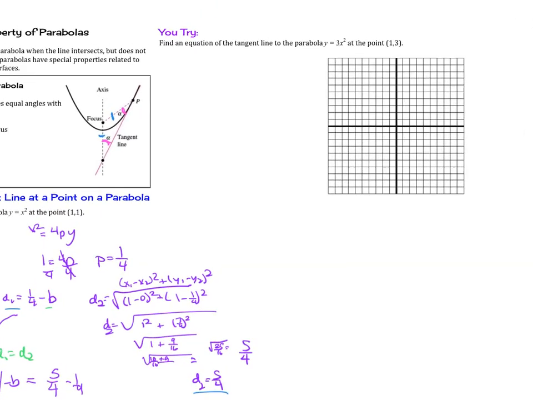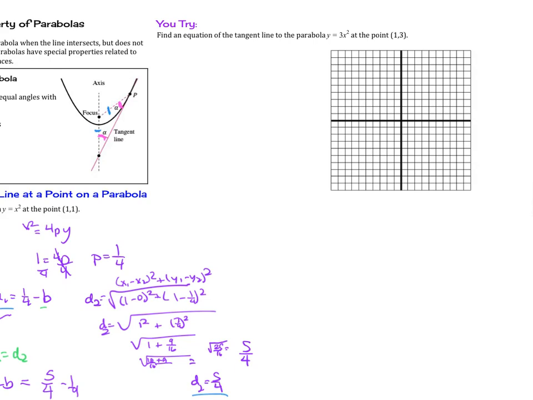So try this example here. Find an equation of the line, the tangent line to the parabola y equals 3x squared at the point 1, 3.